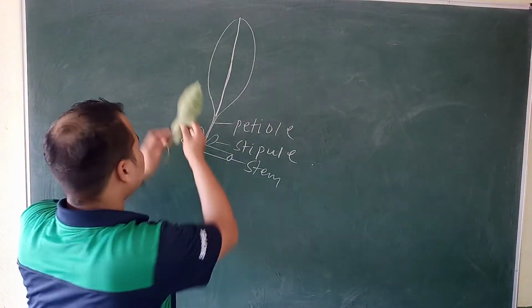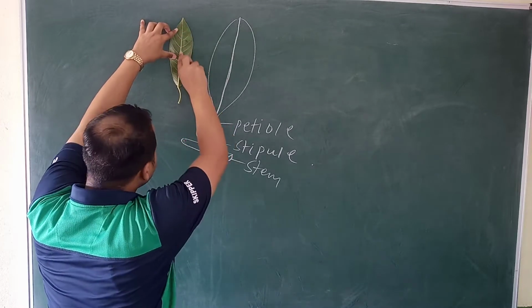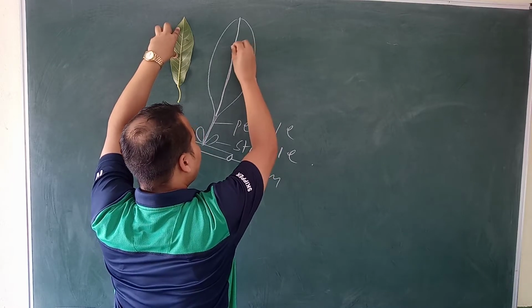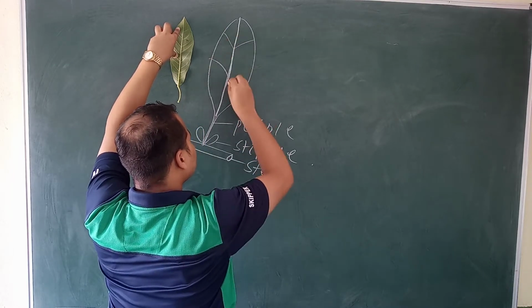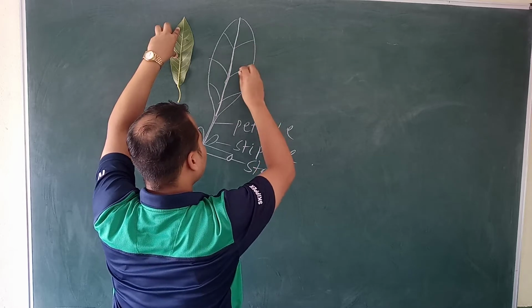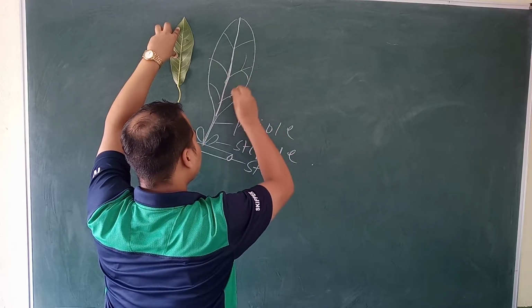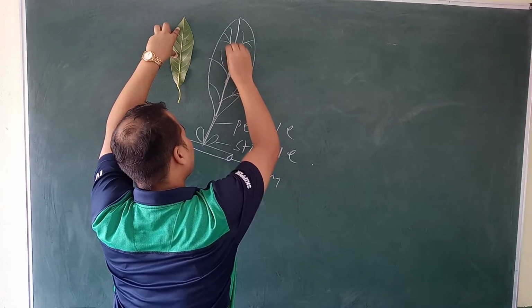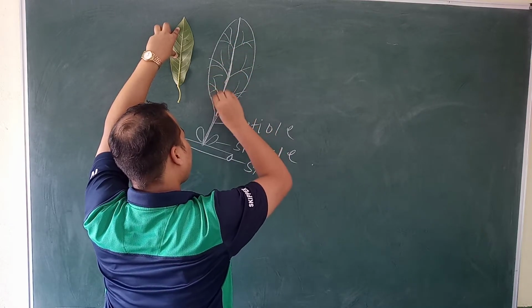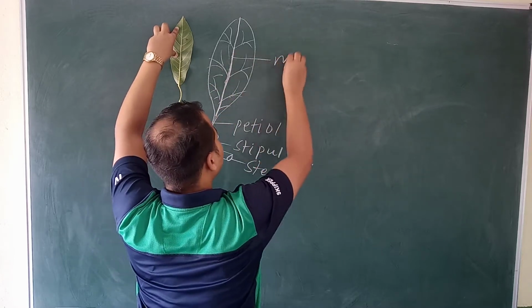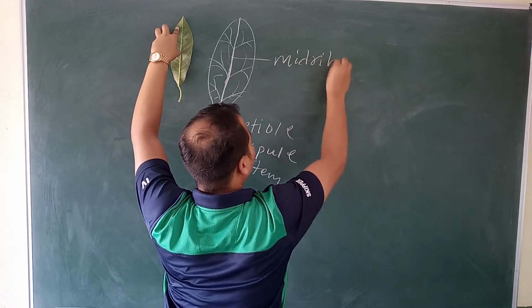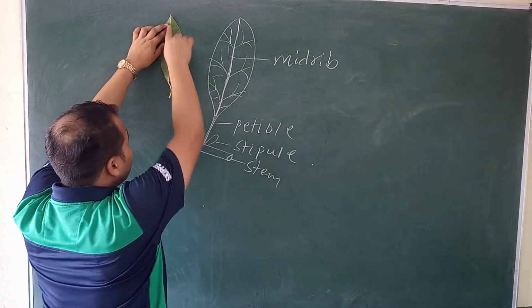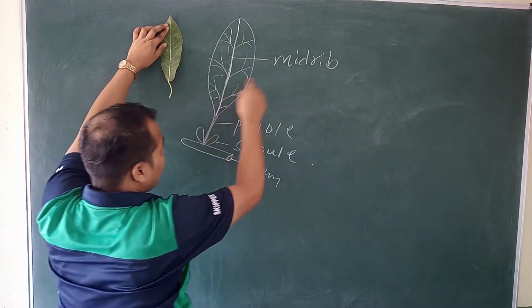See here, a thin line is going inside the leaf. So this thin line is called what? Midrib. Yes, midrib. So the thick line going through the leaf is called the midrib.